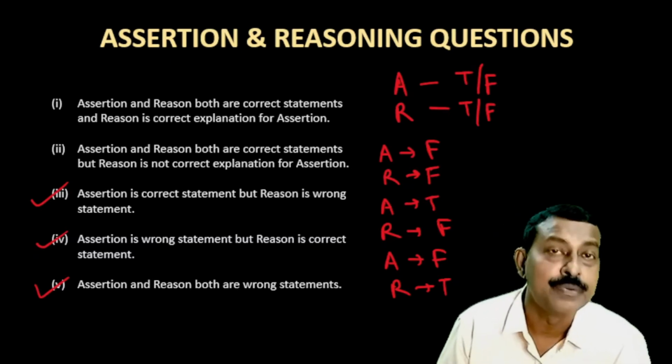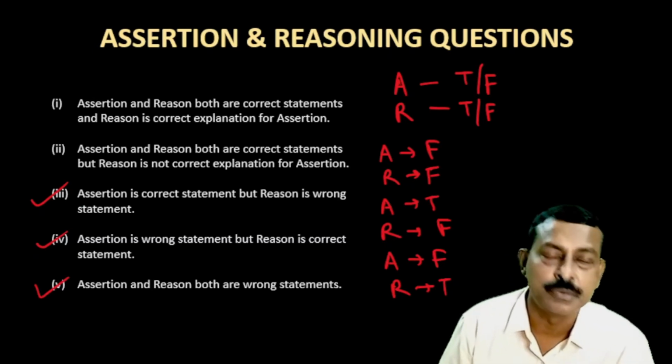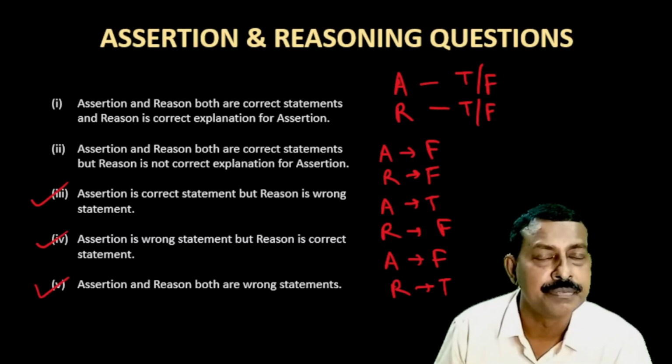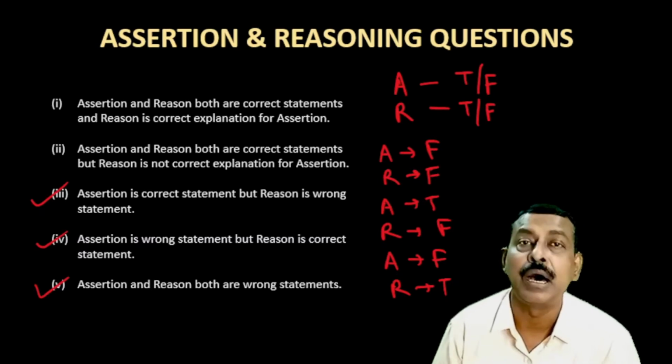So if both are wrong, or either of them is wrong, it is easy to select. But the problem will arise when both are true. In that case, you have to decide whether it is the first option which is correct, where reason is the correct explanation of the assertion, or the second one, where it is not explaining properly what is given in the assertion, although both are correct statements.